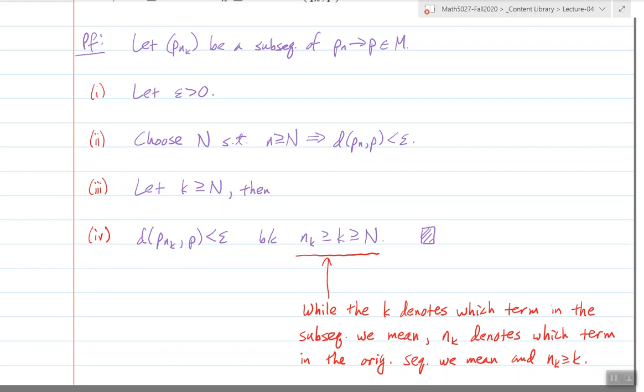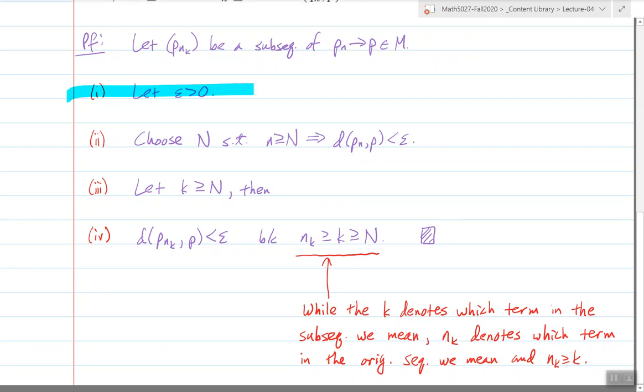So the first thing is I say let P sub n sub k. I don't like this Q sub k notation that he uses. Let P sub n sub k be a subsequence of a convergent sequence P sub n that converges to P in the metric space M. So now that you do that, everything that follows is defined.